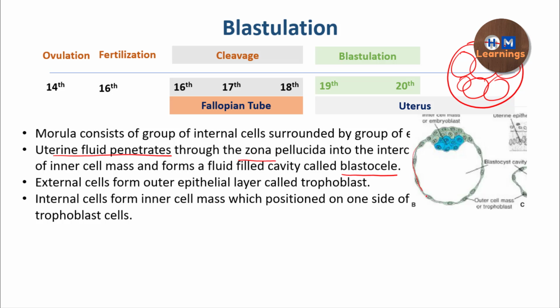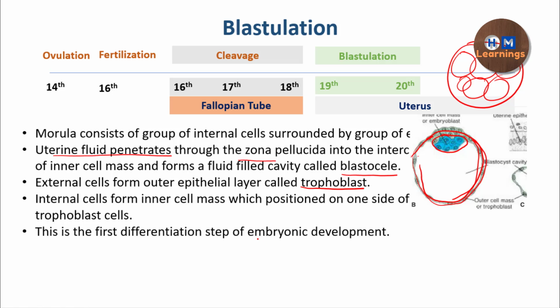So this external layer which has formed surrounds the cells, and this is going to form a ring covering all the margins. This is forming the trophoblast, and the other part is the inner cell mass, which is some cells, the internal group of cells, being pushed to one side of the embryo. This is the first differentiation step of embryonic development, like which cell is going to form the trophoblast and which cell is going to form the inner cell mass.